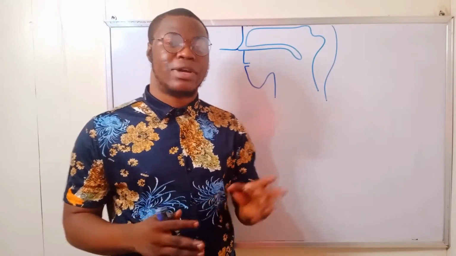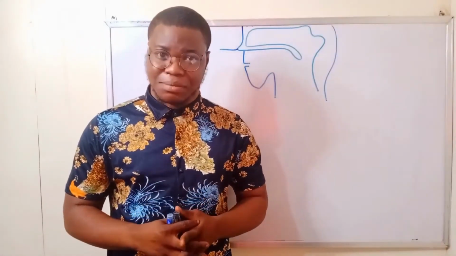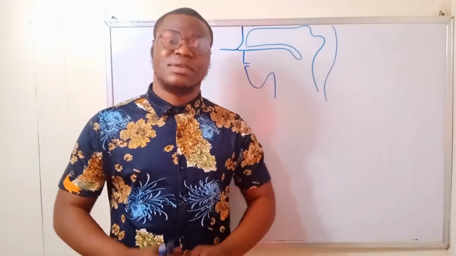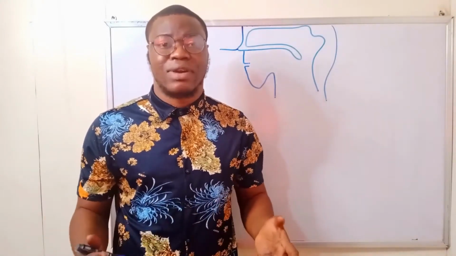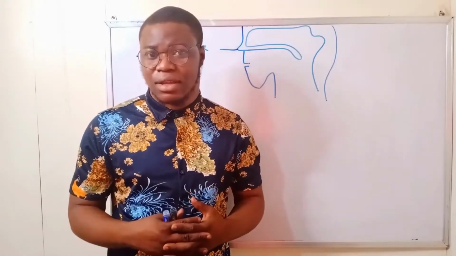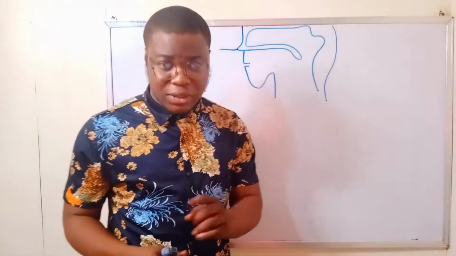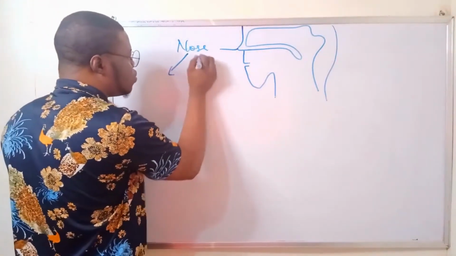Now, to talk about this nose, you can start by saying it is an organ of the respiratory system. And then it is immensely vascularized, which means it has a high level of blood supply. And then the important thing here is that the nose is divided into two.